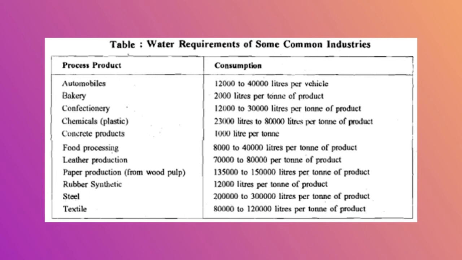In concrete product, this is 1000 liters per ton. In food processing industries, 8000 to 40,000 liters per ton of the product. There are more and more industries available. So this water requirement is based on the industry type.